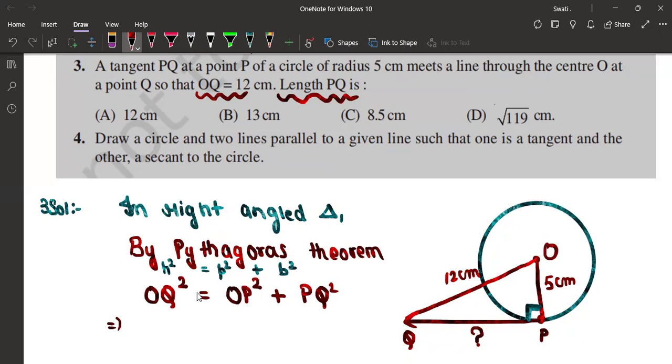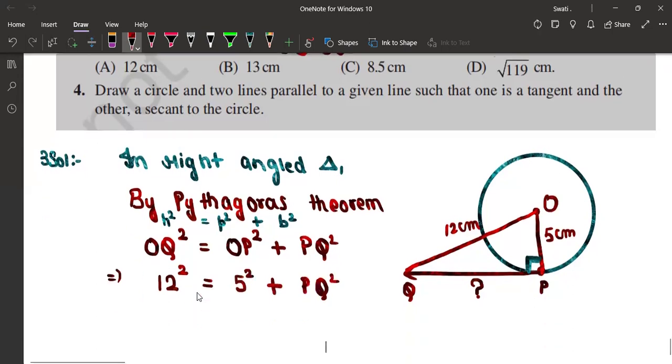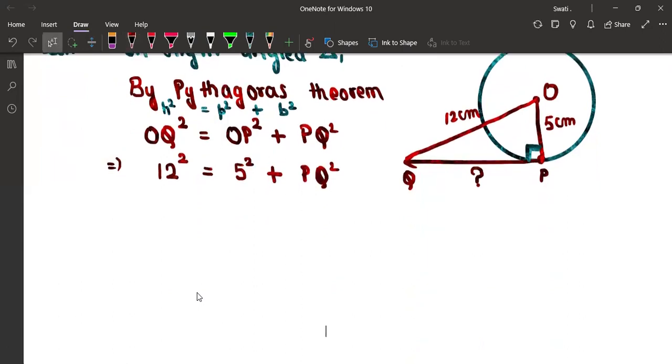What is OQ in the triangle? Is it not 12? So is it not 12 square equal to OP square? Tell me, what is the value of OP in the question? 5. Very good. So this will become 5 square plus PQ square. You don't know PQ, you have to find it, right? Manya, this is very simple for you. Definitely you tell me what should I do in the next step. Come on, solve this.